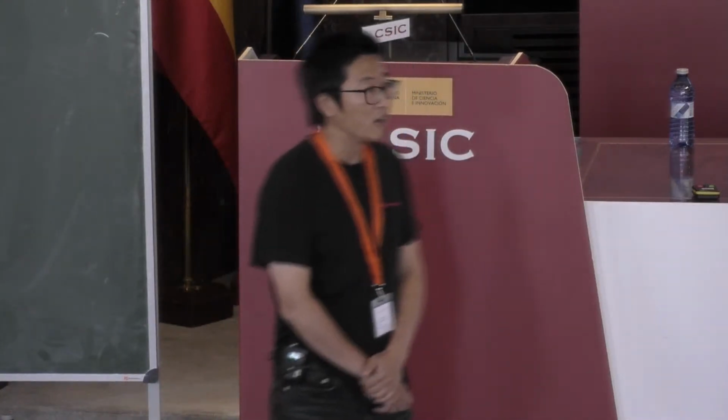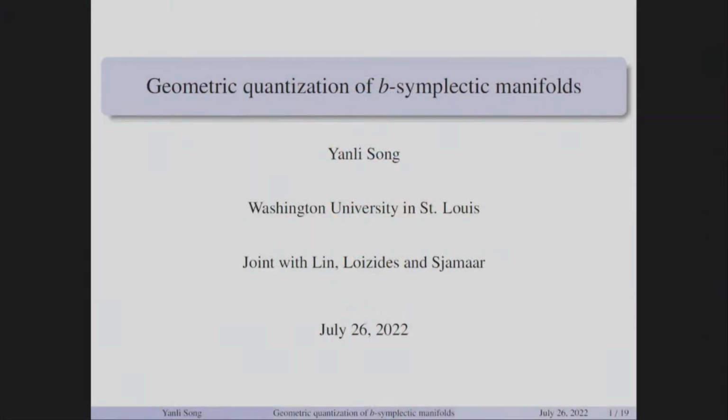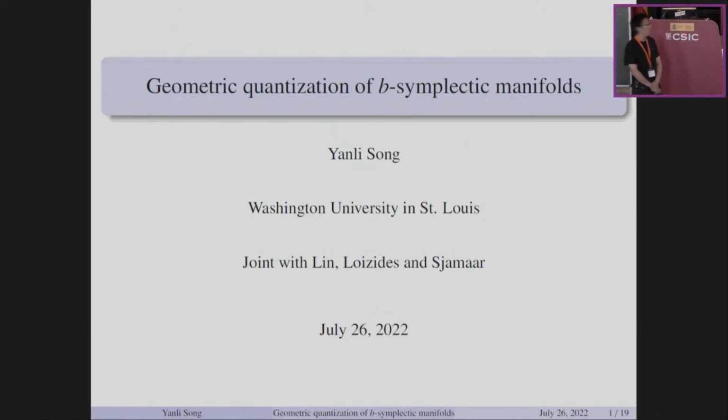Today I'm going to talk about geometric quantization of b-symplectic manifolds. This is joint work with Yanli and Rashama. The goal of my talk is to tell you one version of the quantization commutes with reduction theorem for the setting of b-symplectic manifolds.